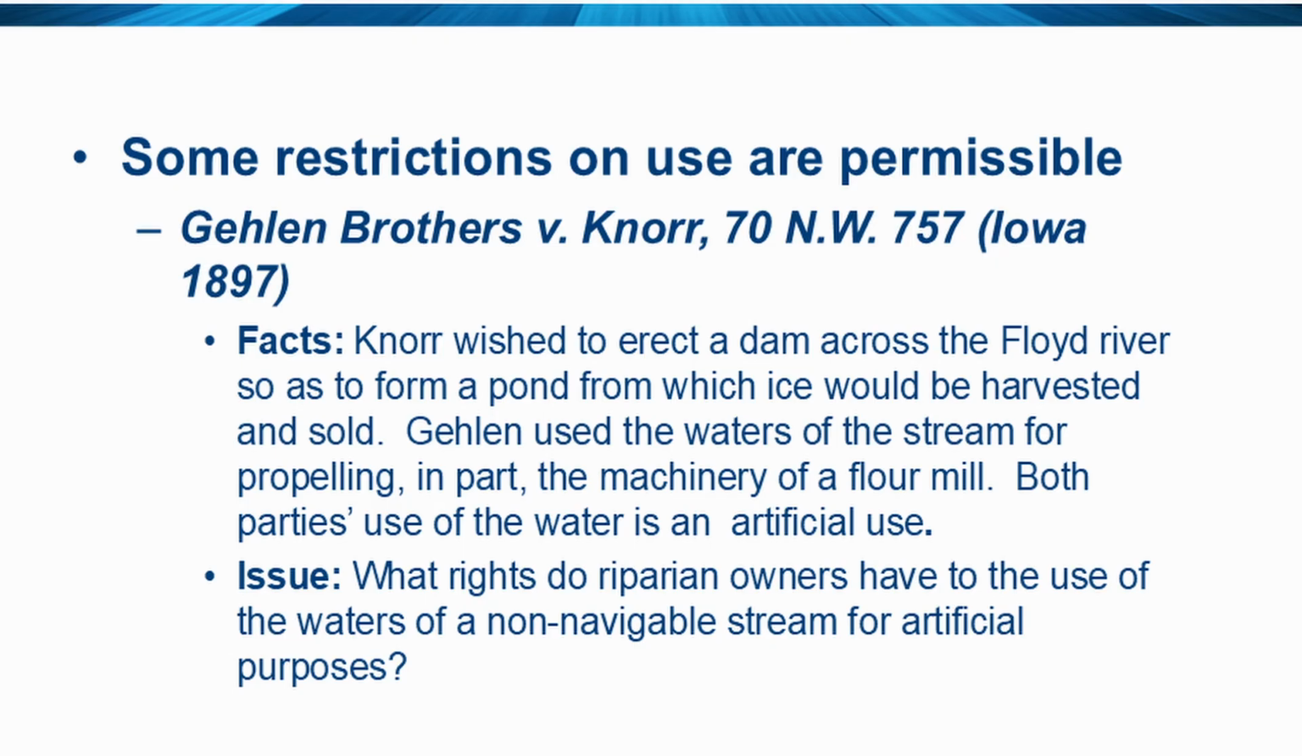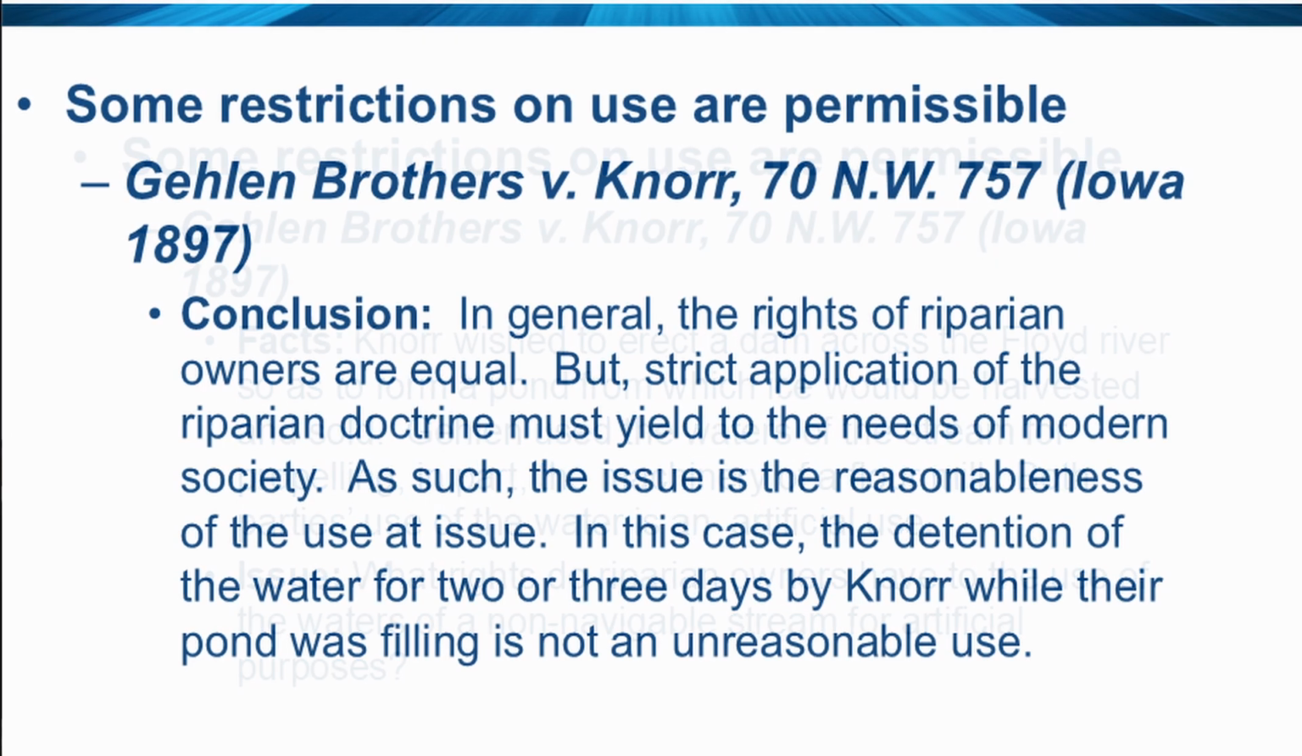So how's the court going to say who has priority with respect to that water? And so the question, more narrowly focused, is what rights do riparian owners have to the use of the waters of a non-navigable stream for artificial purposes? And so this is where we see the court applying a rule of reasonability. The court said, well, in general, we're talking about equal rights between riparian owners. So we start with that proposition.